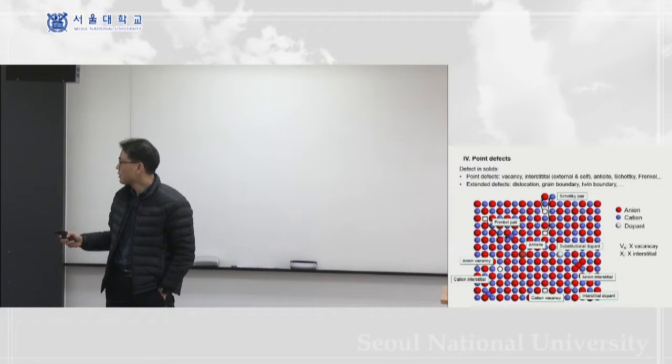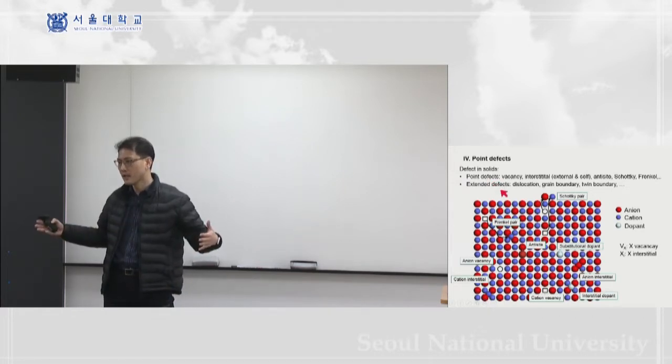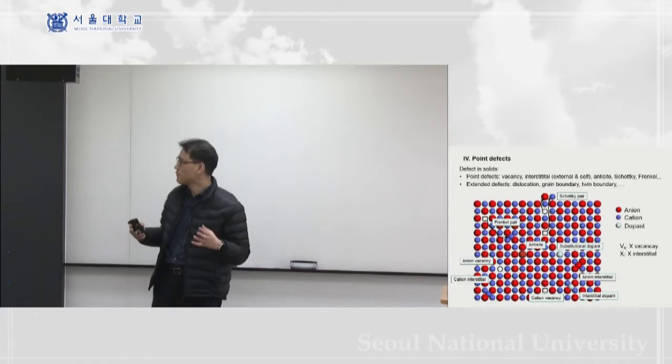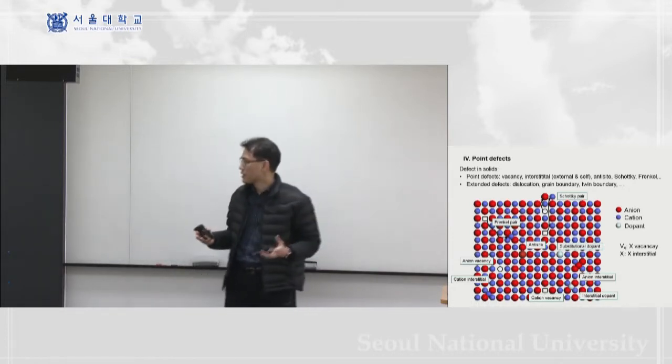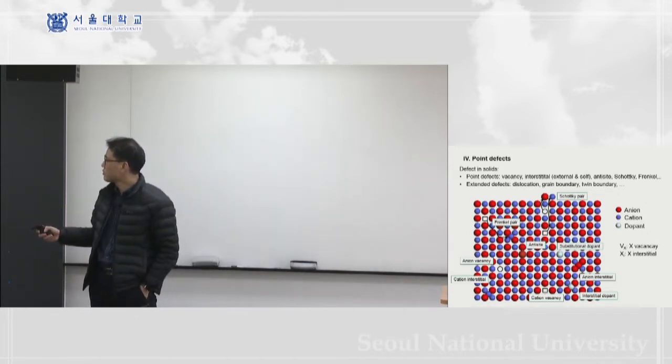You may know that in a solid there are two types of defects. The first one is the point defect, which consists of a few atoms. And then extended defects, which are spatially extended, where many atoms are involved in forming those defects, like dislocations or grain boundaries or twin boundaries. All right, so first the point defect.